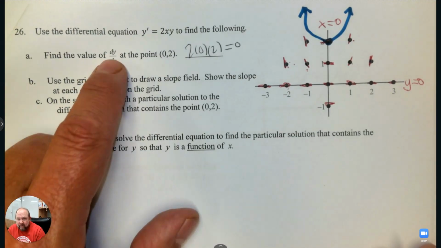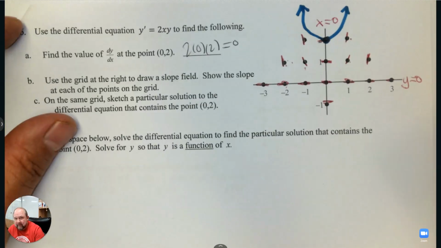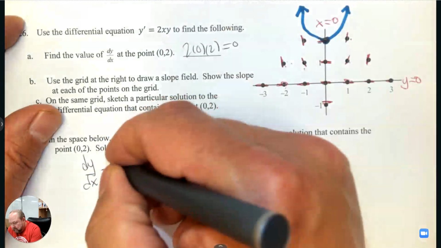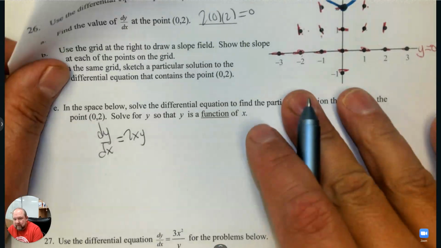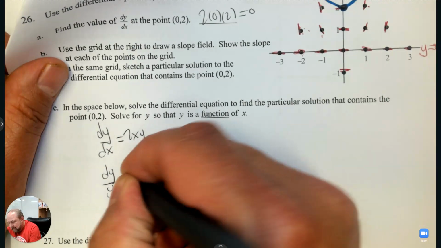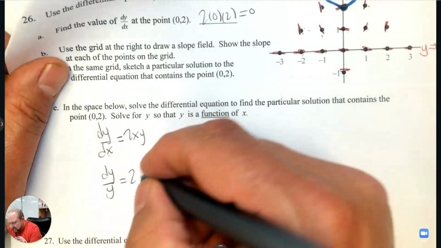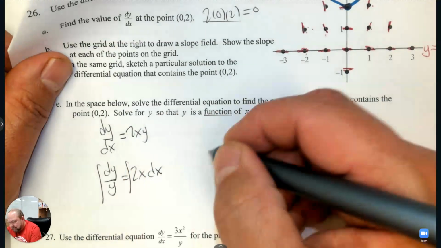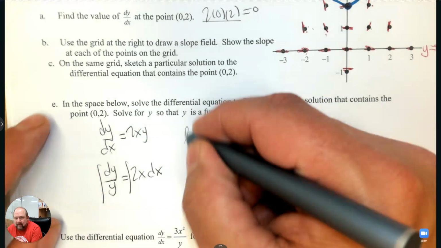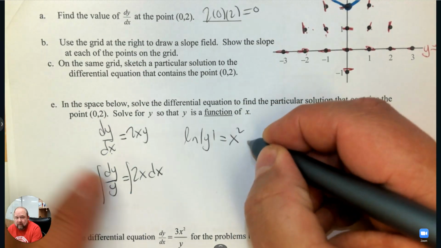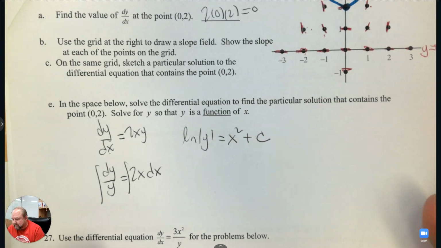And then can you solve this? So can we separate? So we're going to say dy by dx equals 2xy, and then we're going to separate the variables. So I'm going to divide by y. I'm going to multiply by dx. Now they're separated. Integrate. The integration of 1 over y is ln y. The integration of 2x is x squared, and then I'm going to go plus c.